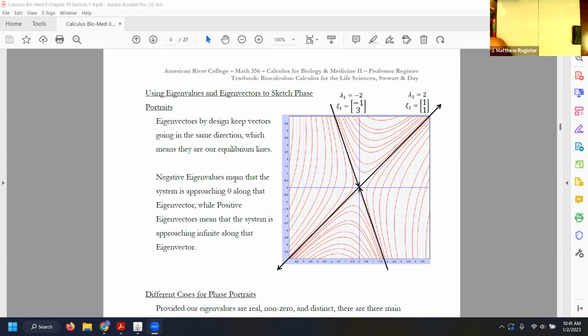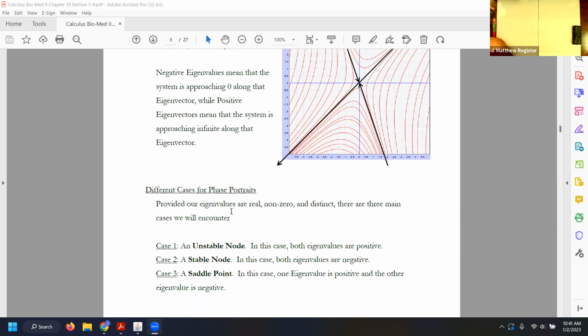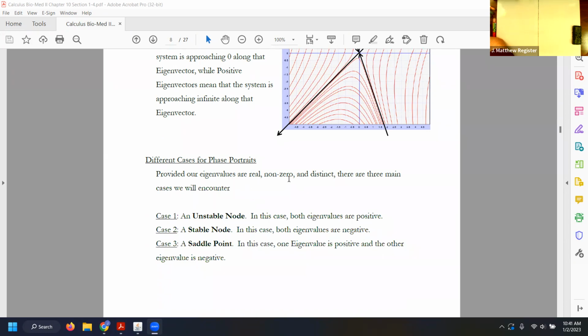And so negative eigenvalues mean that the system is approaching 0 along the eigenvector, while positive eigenvalues mean the system is approaching infinity along the eigenvector. And so if it is a negative eigenvalue, it's coming in. If it's a positive, it is going out. That gives us 3 different cases that we could have for real eigenvalues. And so provided our eigenvalues are real, non-zero, and distinct, there are 3 main cases we will consider.